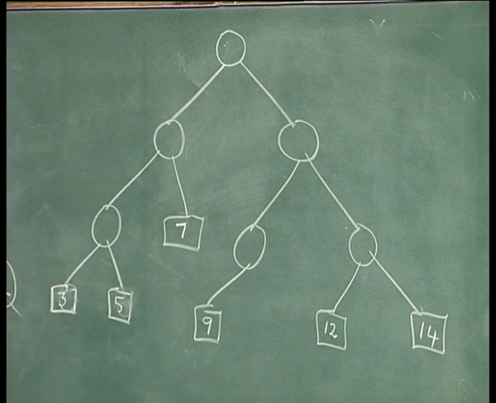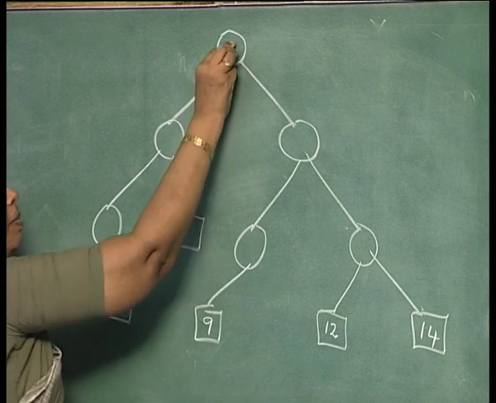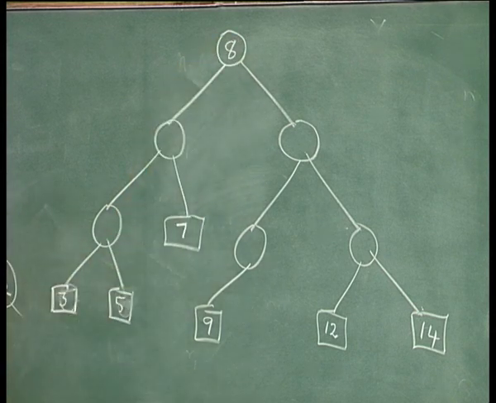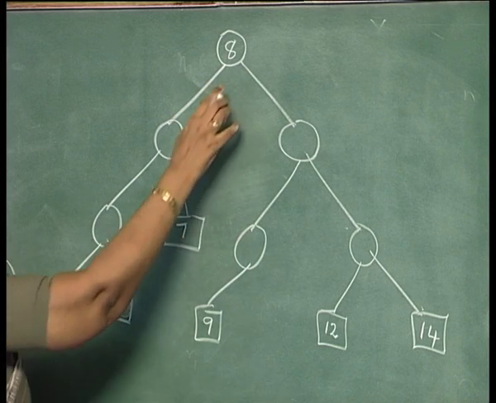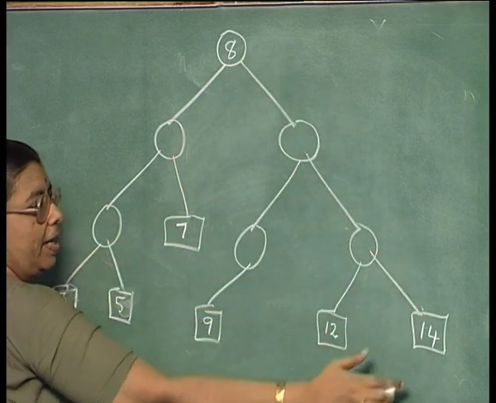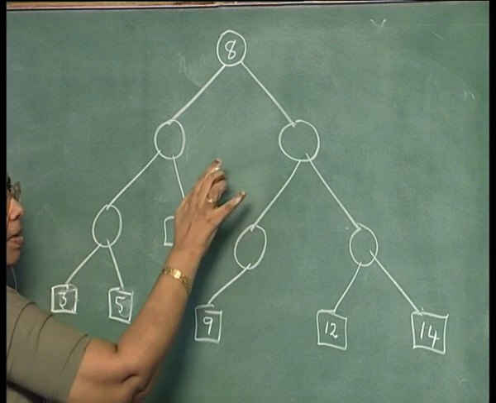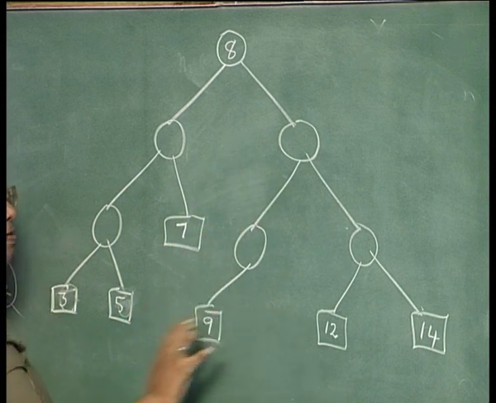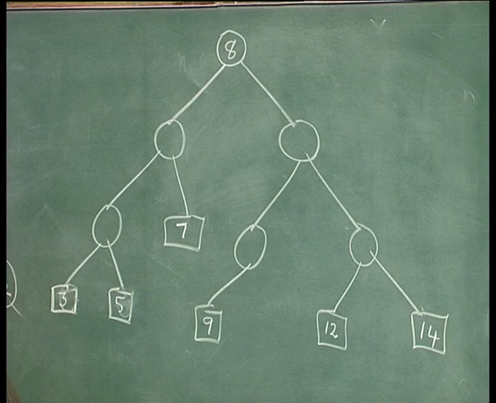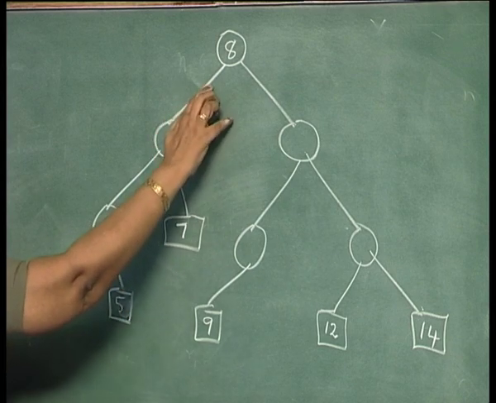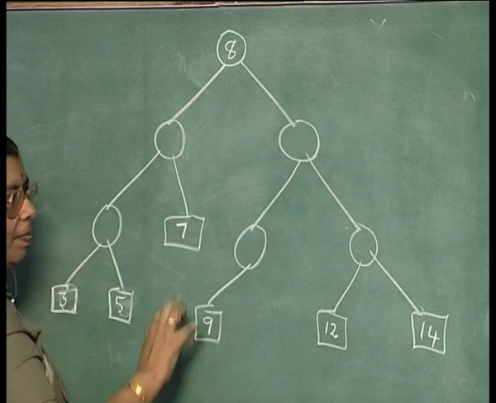The values are stored like this. The root will contain a discriminator. It could be something like 8. Now, all values greater than or equal to 8 will be stored on the right subtree. They are stored at the leaves.